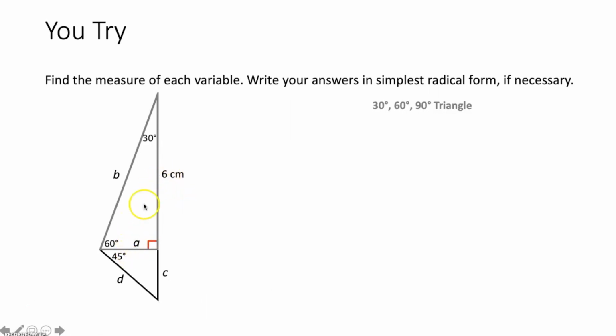Well, what's the relationship between those 2 legs? We know that the length of the longer leg, the side that's opposite the 60 degree angle, is going to be equal to rad 3 times the length of the shorter leg, the side that's opposite the 30 degree angle. So I'm going to take the length of the longer leg, which is 6 centimeters, plug that in here. I'm going to take the length of the shorter leg, which is A, and plug that in here. Now all I have to do is solve for A.